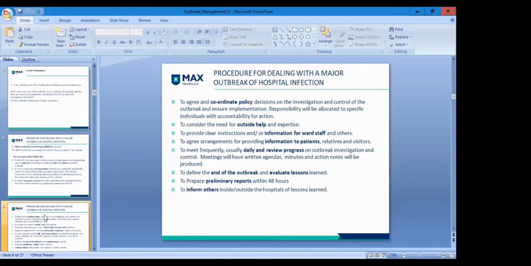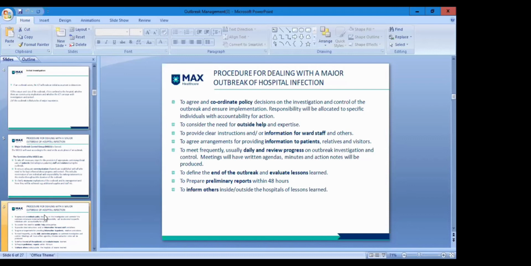We should also meet frequently, daily, and review progress of the outbreak investigations. Meetings should have written agendas, minutes, and action notes. So when we talk about the major outbreak control group, this is for them: usually a daily review. In the case of COVID areas, I'm sure most hospitals were tracking how many COVID positives there were, how many staff were positive, and reviewing the progress of each outbreak.